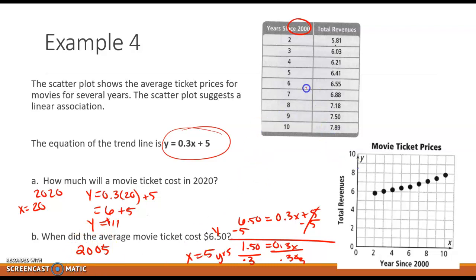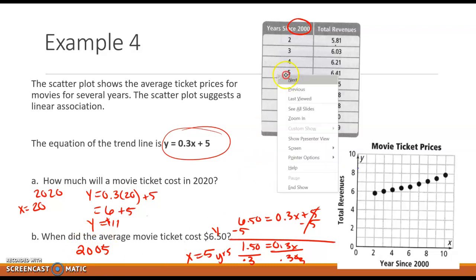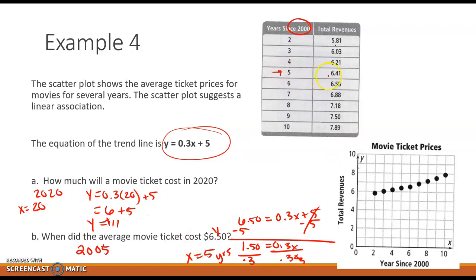And we can double check. Here is 2005. And it was approximately 6.41, which is truly not far from 6.5. And that is how we use scatter plots to find information, and our trend lines and all of that lovely stuff.